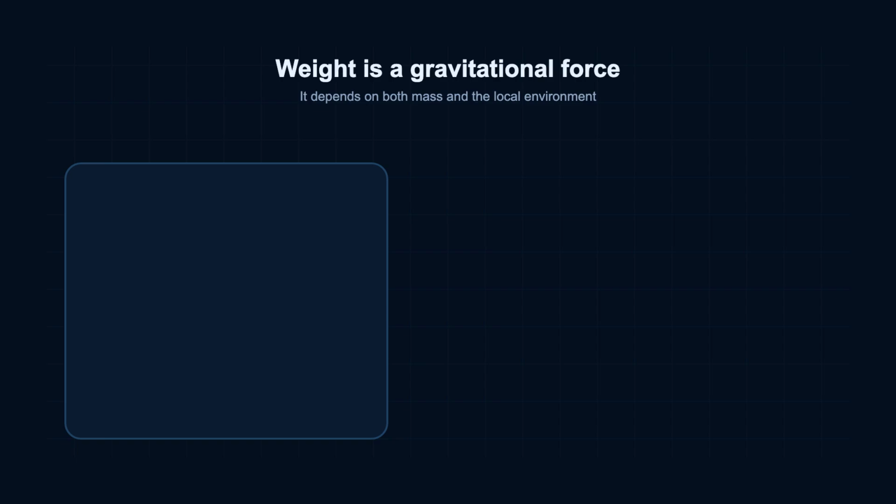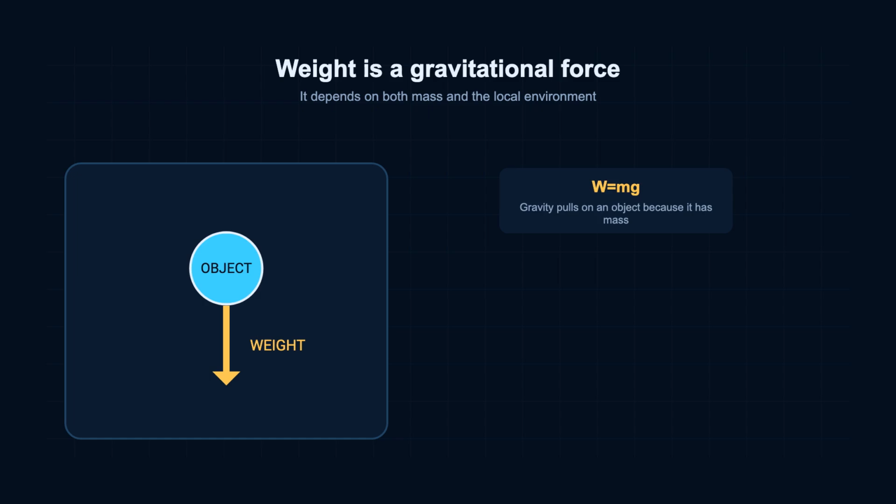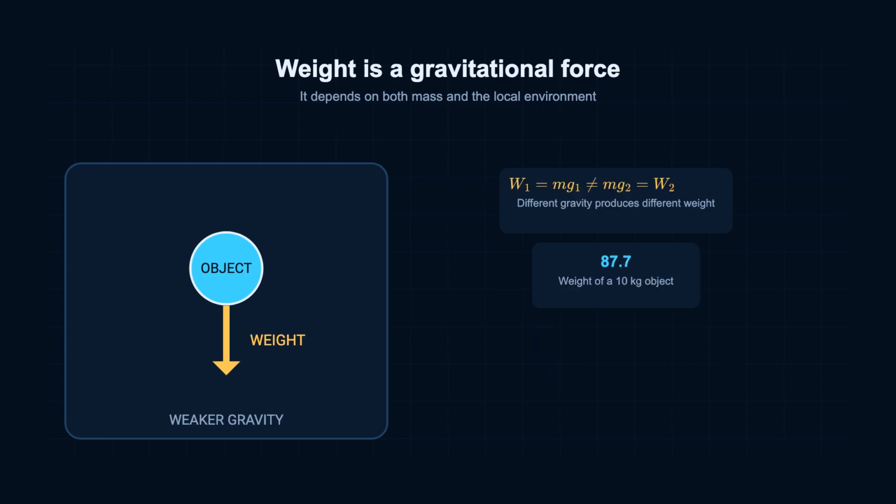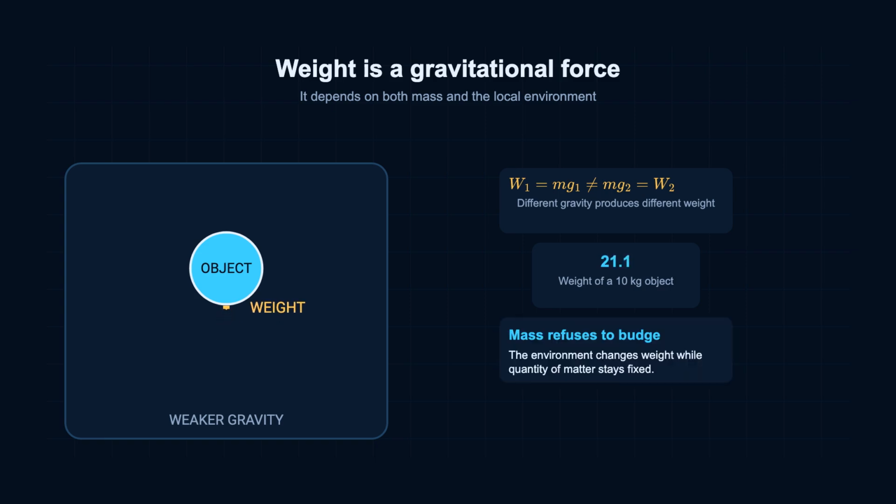Weight is a completely different kind of quantity. It's a gravitational force, the pull that acts on an object because that object has mass. Because weight is a force, it's measured in newtons. And because a force depends on the environment producing it, weight can be different in different places, even while the object's mass, its quantity of matter, refuses to budge.